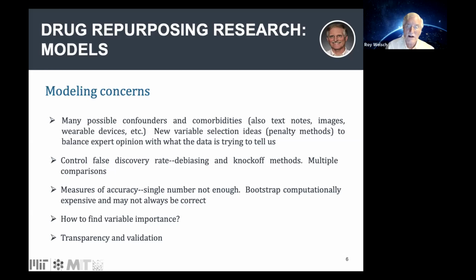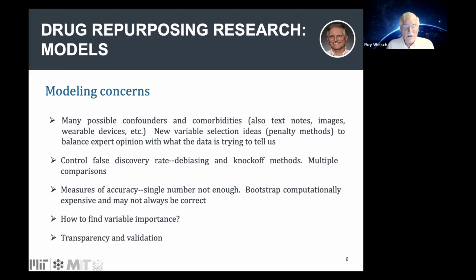Debiasing methods and knockoff methods, where one tries to understand when to stop doing variable selection and so forth. Accuracy, I don't think a single number is enough. We need to have uncertainty intervals around our accuracy. If we say something is 77% efficient or useful, or however we want to phrase it, then it's plus or minus something. We need to understand how to get that number and understand that it's a conservative number. We should be conservative, I think.